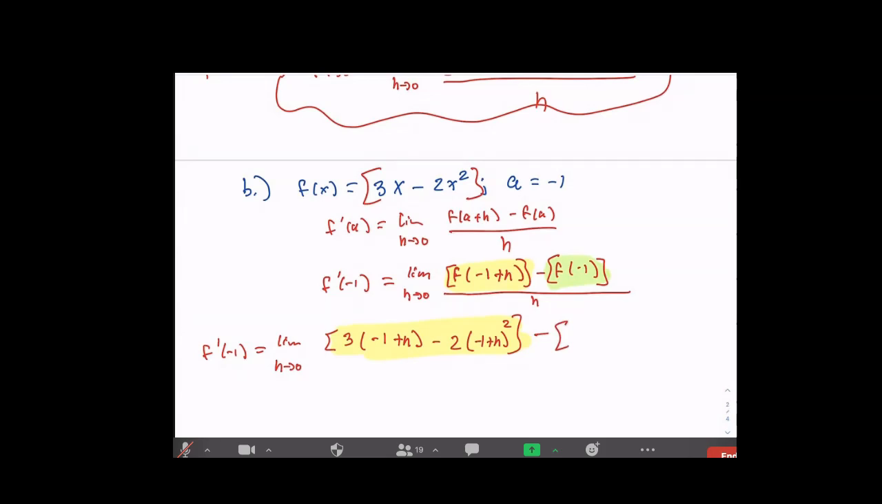So you do 3 times negative 1 minus 2, and then you do your parentheses, negative 1 parentheses squared. That's it. Bracket. And finally, all over h. And for your first problems, this is all you're going to focus on. Pretty shortly, we're going to work on what we do to actually work it out, after we do the next example.